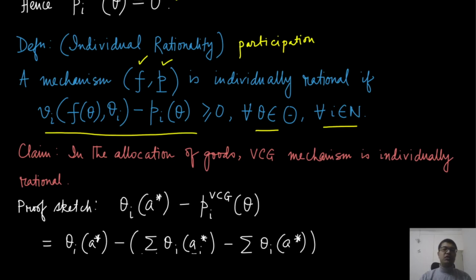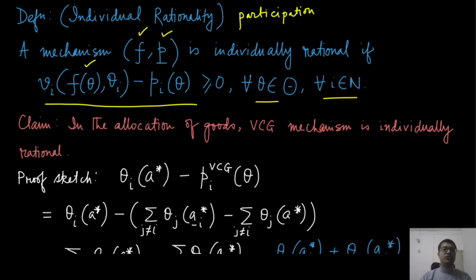So put in the context of object allocation, if you are allocated some object, a bundle, the valuation of that bundle will always be larger than the payment that you are being charged. If that is the case, then we are going to call that mechanism individually rational. So there is no reason for any rational agent not to participate in this game, because the net payoff can only be positive or 0, which is weakly better than not participating. So here in this context we are going to show another claim. In the allocation of goods, the VCG mechanism is individually rational. So this is another property that VCG satisfies.